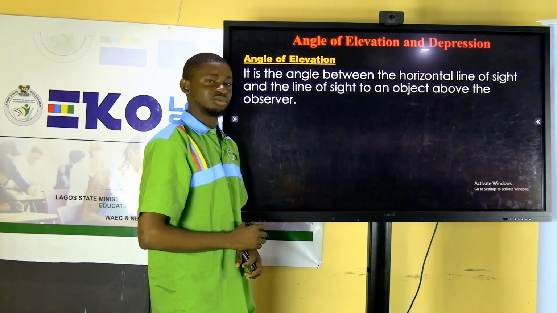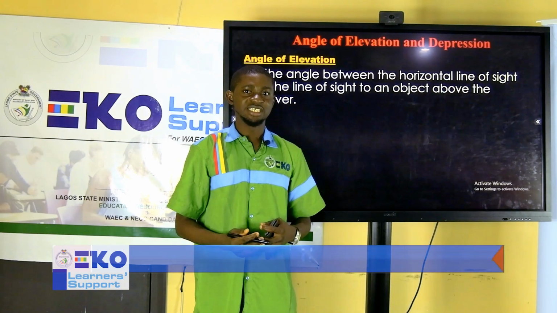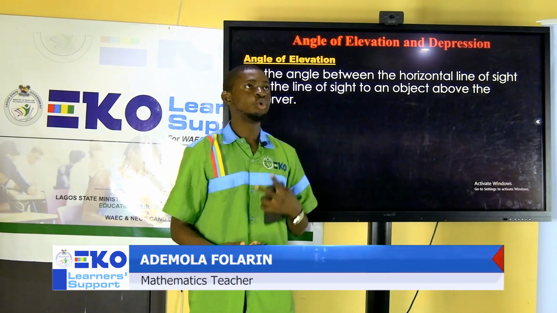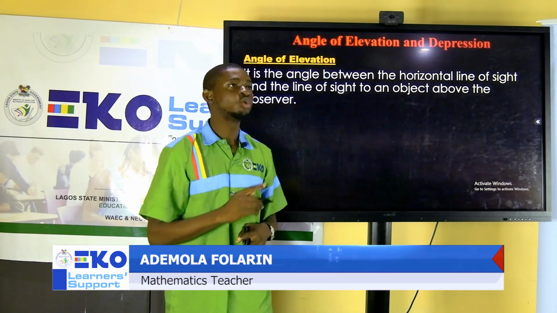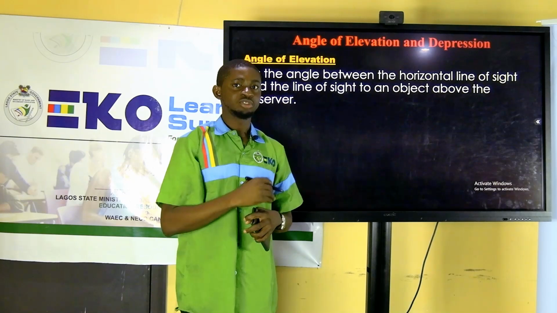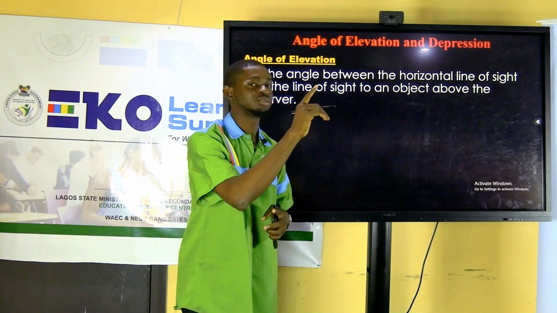Angle of elevation. We say this is the angle between the horizontal line of sight and the line of sight to an object above the observer. This is our common experience. In your sitting room as you are seated, if your dad walks in and asks you what is the time, you look up to the direction of the wall clock. Because the wall clock is probably placed above your head, when you look up, your eyes make an angle of elevation.